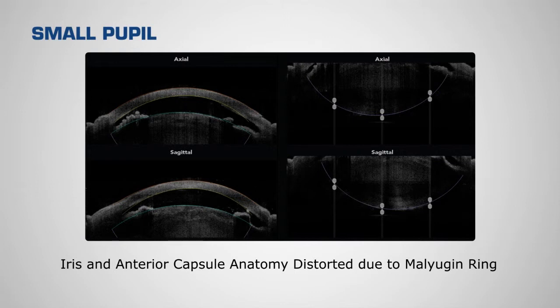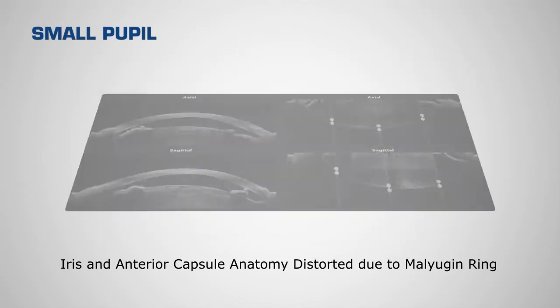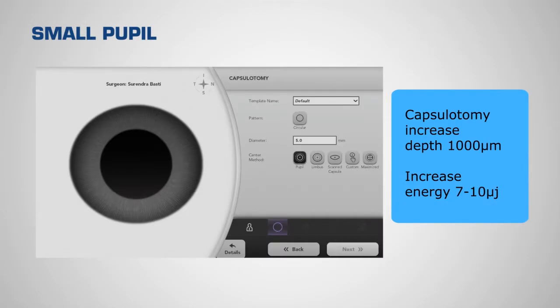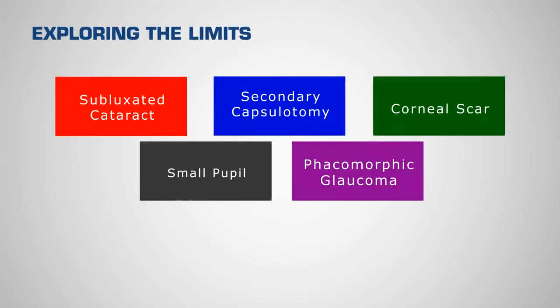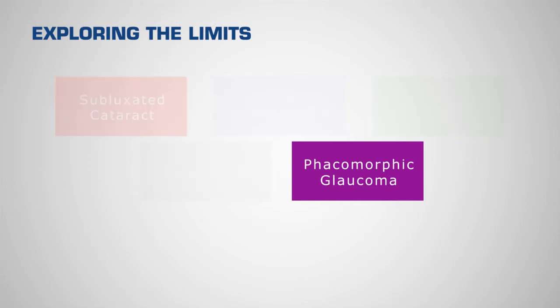The anterior capsule anatomy is often distorted due to the Malyugin ring, and increasing the capsulotomy depth to 1000 microns and the energy to 7 to 10 microjoules helps optimize chances for a complete capsulotomy. And lastly, we highlight the challenges faced when using the femtosecond laser in a patient with phacomorphic glaucoma.